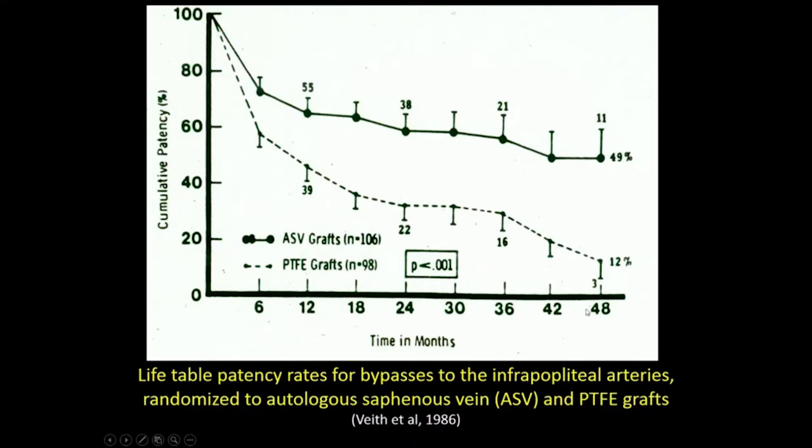And at 4 years, the patency with saphenous vein was 50% versus 12% for PTFE. So it basically was the confirmation that if you're going to do a bypass to the infrapopliteal arteries, you really want to use a patient's own vein because synthetic grafts really underperform in this location.